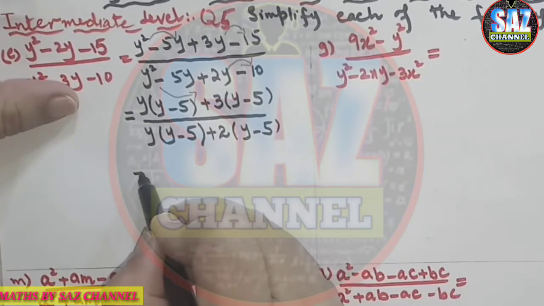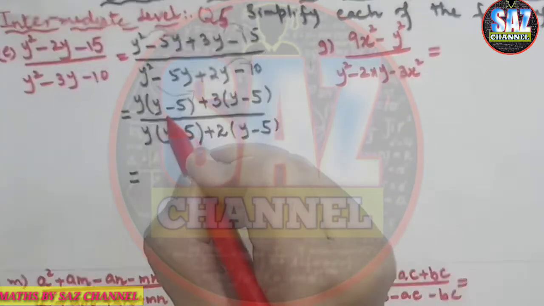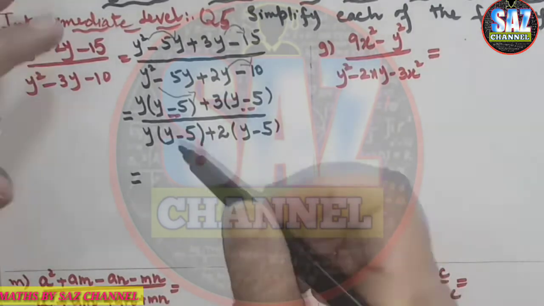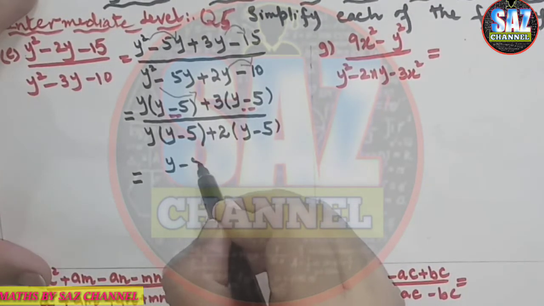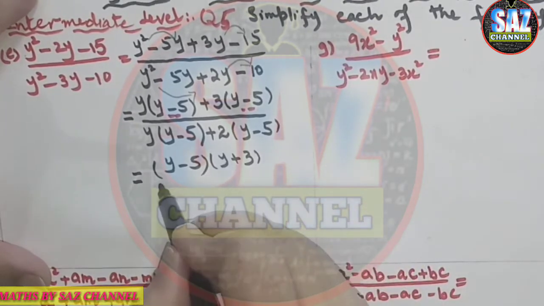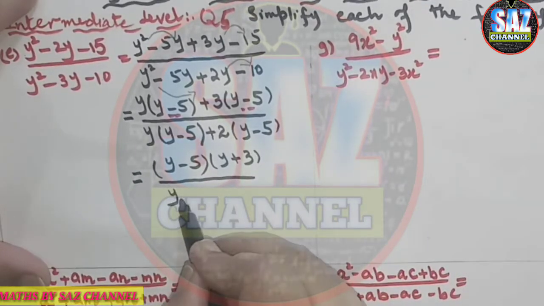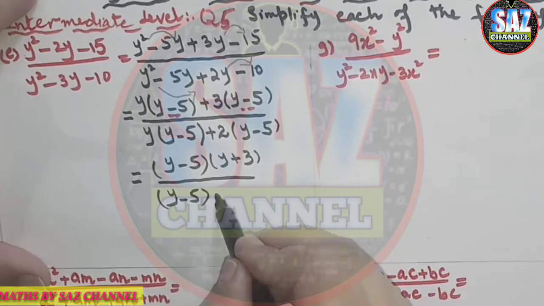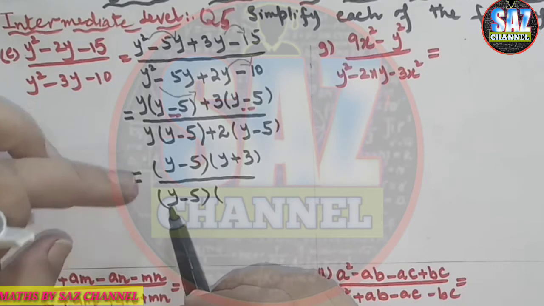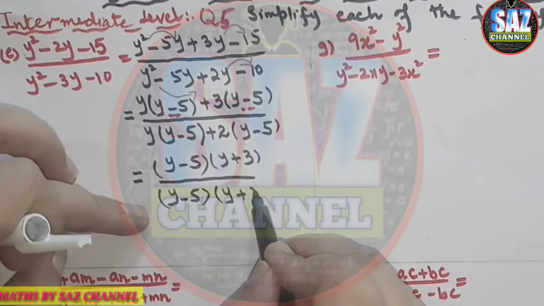Now if we look at the numerator, we can see that y minus 5 is the common group. Extract it out, pull it out, y minus 5 into y plus 3. Coming to the denominator, again y minus 5 is the common group. Pull it out, extract it out, and inside the bracket, from the first term, from y into y minus 5, we are taking y minus 5 out, so I will be left with y plus 2.